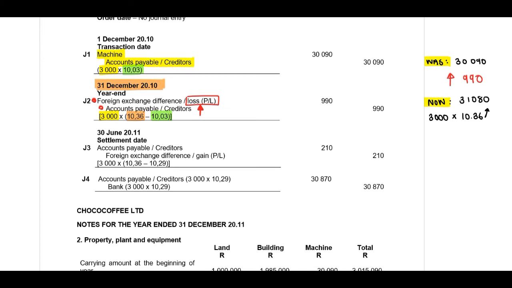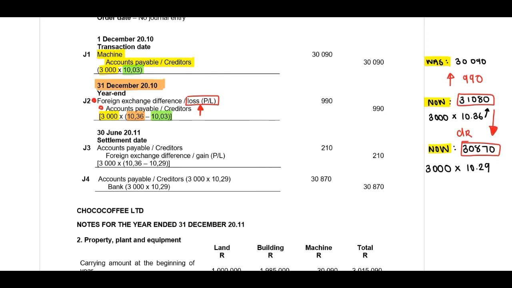Now, on payment date, we will have to pay the 3,000 times the 10 Rand 29. Therefore, if we look at those 3,000 times 10.29, this will be 30,870. Do you see that if you compare this to the previous balance of 31,080 to 30,870, there will be a decrease? Do you see this, guys? Therefore, if there's a decrease, our creditor should be debited.